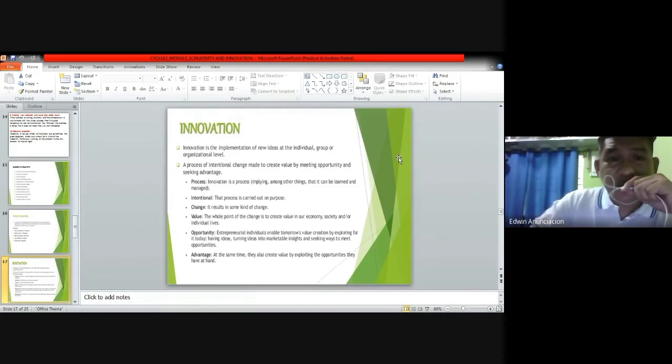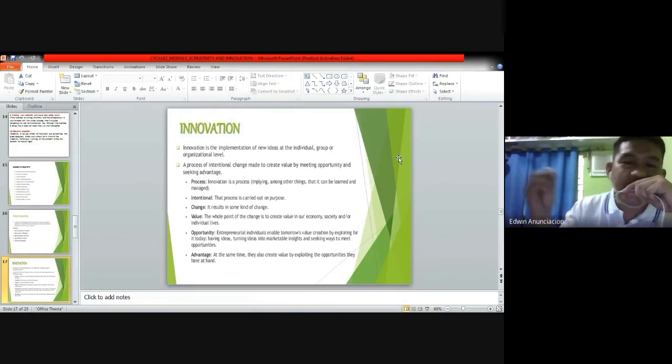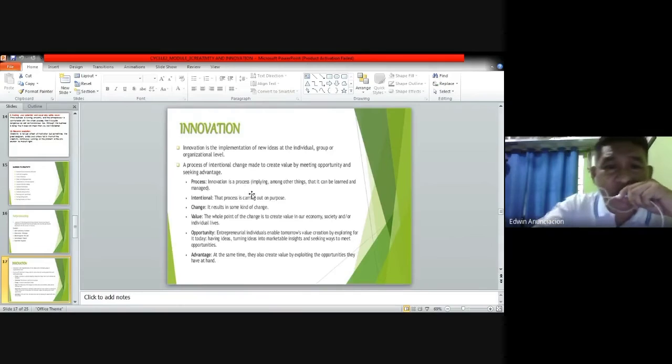A process of intentional change made to create value by meeting opportunities and seeking advantage. Siyempre, talagang dahil i-implement mo yan, your objective is to really meet, yung opportunity na nakita mo ay ma-meet mo and then makita mo at makuha mo yung tinatawag na advantage. So, meron po tayong process ng innovations. We have, okay, yung process itself.